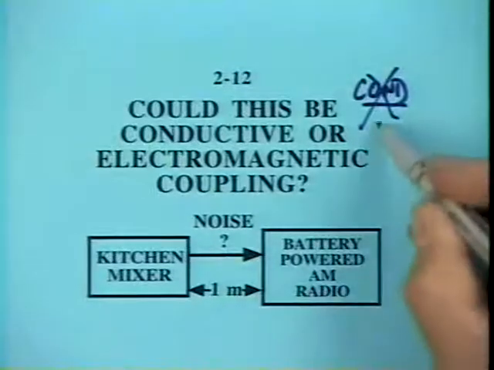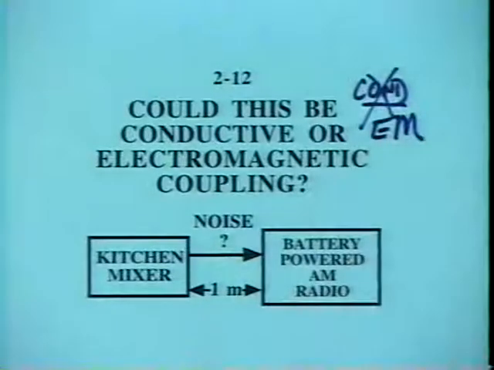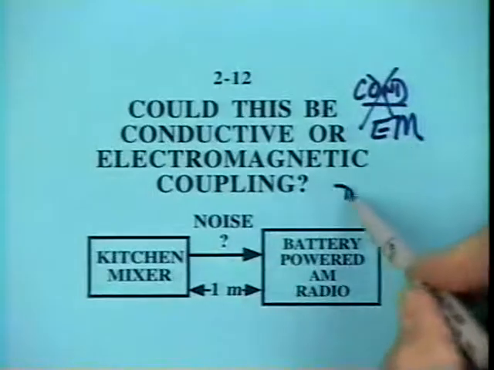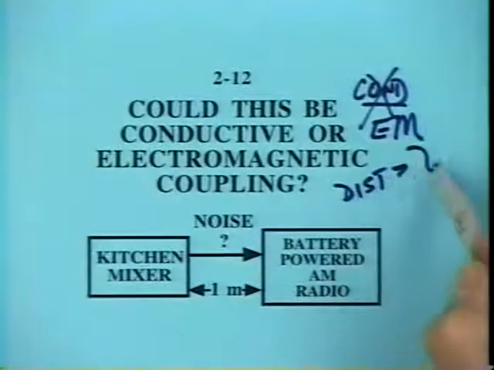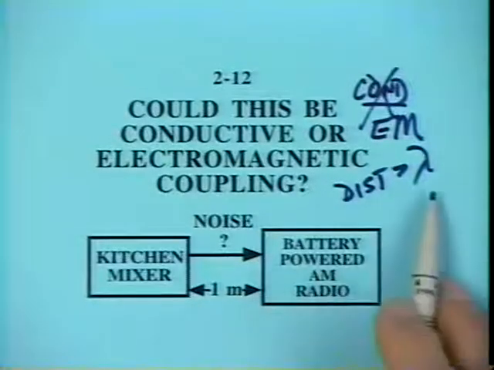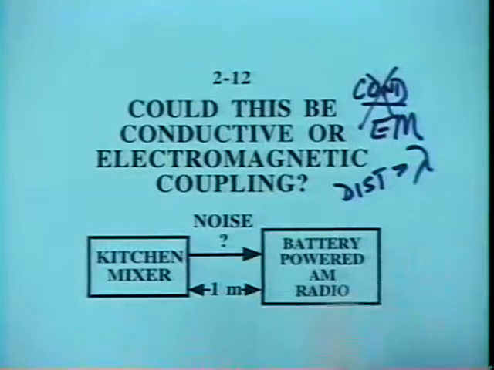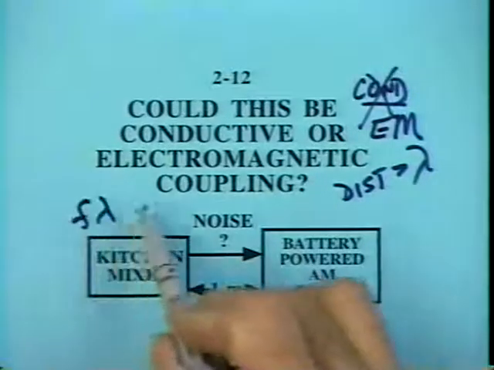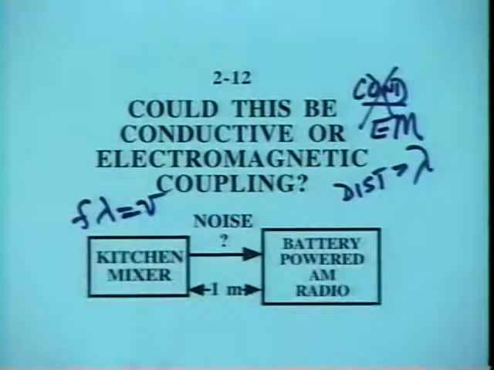What about electromagnetic wave? Electromagnetic wave, we required a distance greater than a wavelength. All right, do we meet that condition here? The distance is 1 meter. What's the wavelength? Well, we said we're going to get the wavelength if we know the frequency. You take frequency times wavelength, that's the phase velocity in the medium. So if we know frequency and velocity, we can get wavelength.